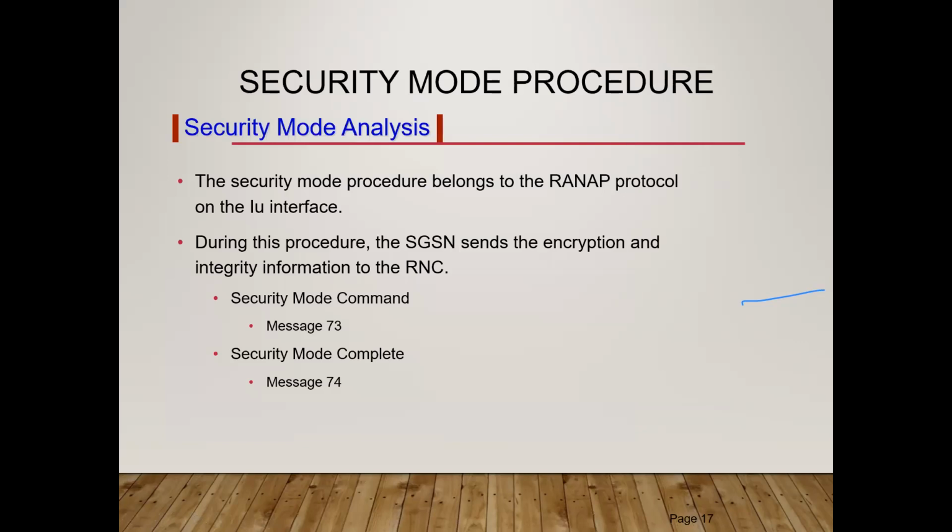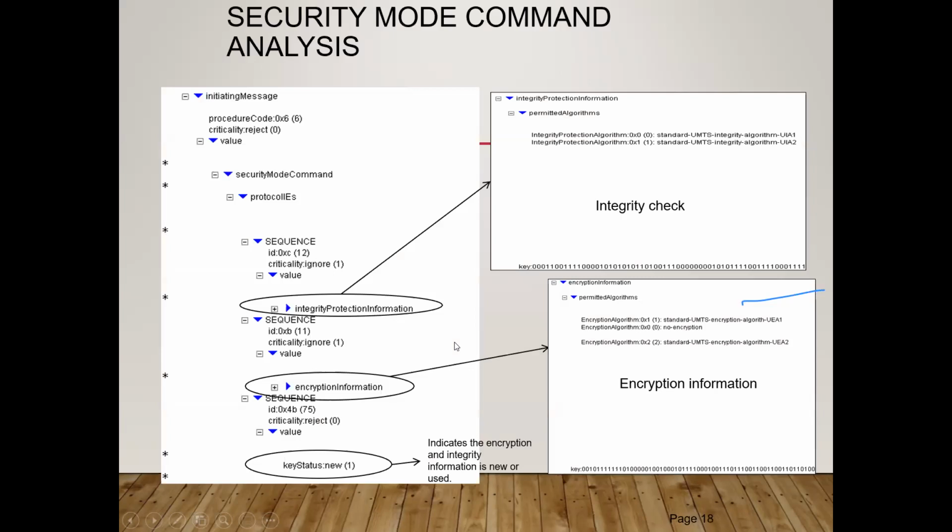So next is your security mode procedure. The security mode procedure belongs to the RANAP protocol. I mentioned the Iu interface. The protocol running is the Radio Access Network Application Part. So during this procedure, SGSN sends the encryption and integrity information to the RNC. So you send a security mode command and then you receive a security mode complete message.